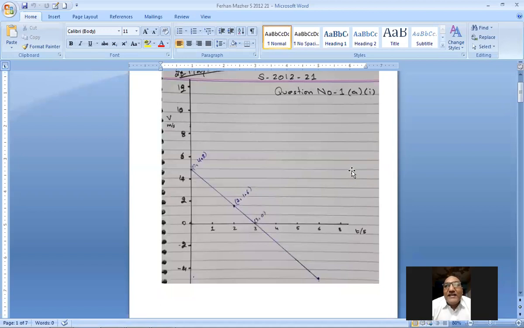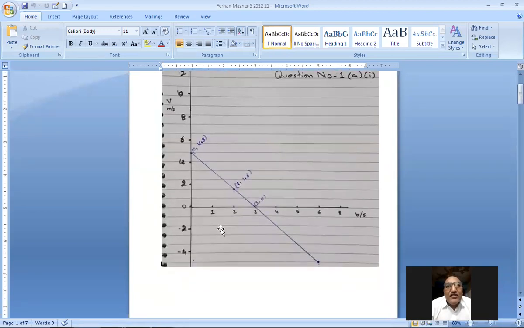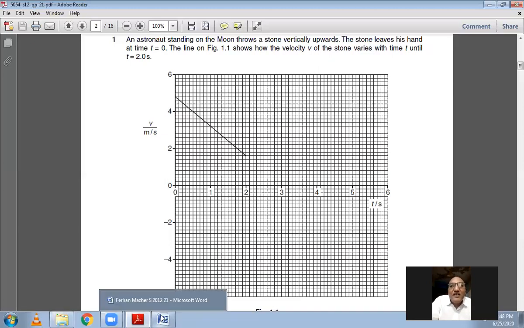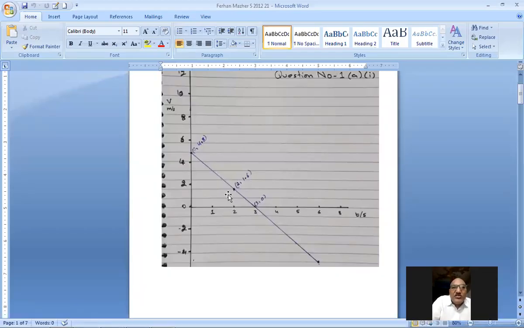Here you can see this is question 1A. Here is the velocity-time graph, and here is the time axis. At 0, the velocity was 4.8. At 2, the velocity was 1.6. By mistake, I think I said 3.8 earlier. So the points are 0 comma 4.8 and 2 comma 1.6. These 2 points are already given there. So join them with a straight line until t is 6. It's a straight line.